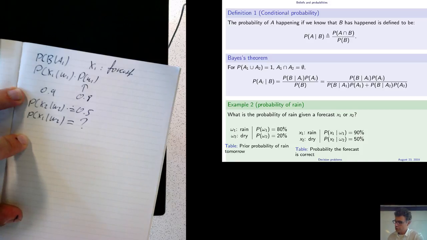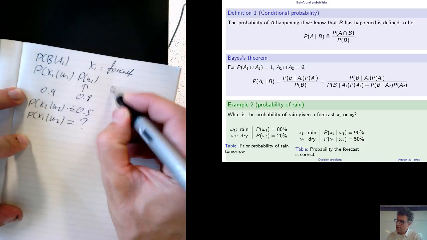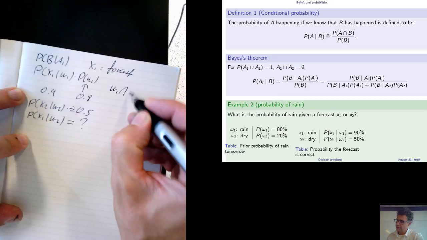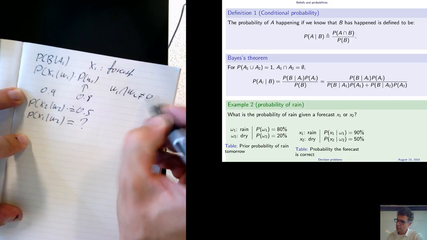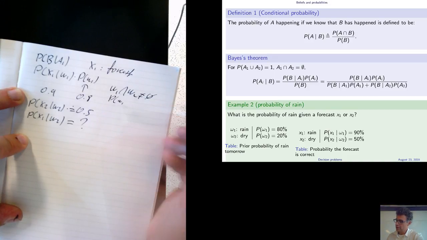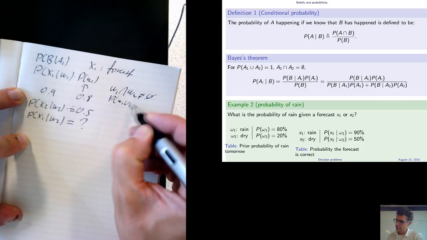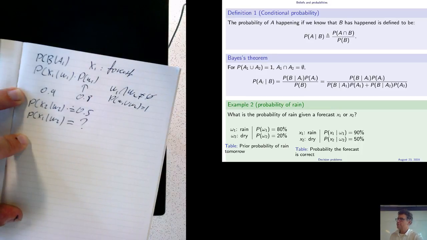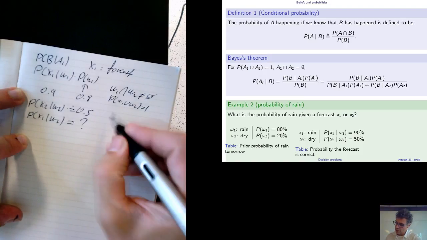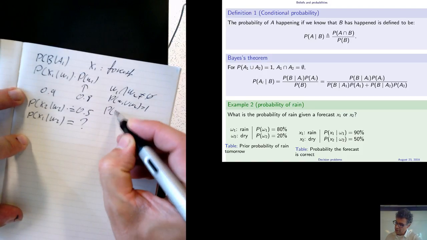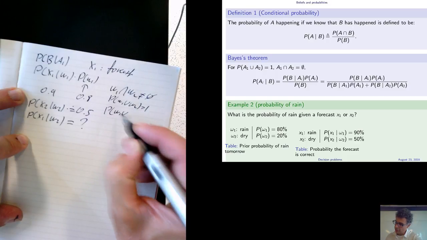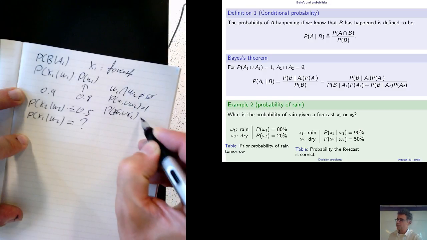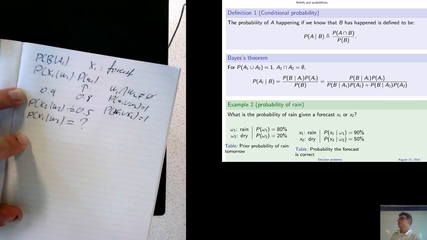So what do we know? We know that omega 1 and omega 2 are exclusive, okay? And we know that they have probability 1 together. Also, the forecast says rain or no rain and nothing else. So we also know that P of omega 1 or X1 or X2 is equal to 1. He either says one or the other, so it's also 1.